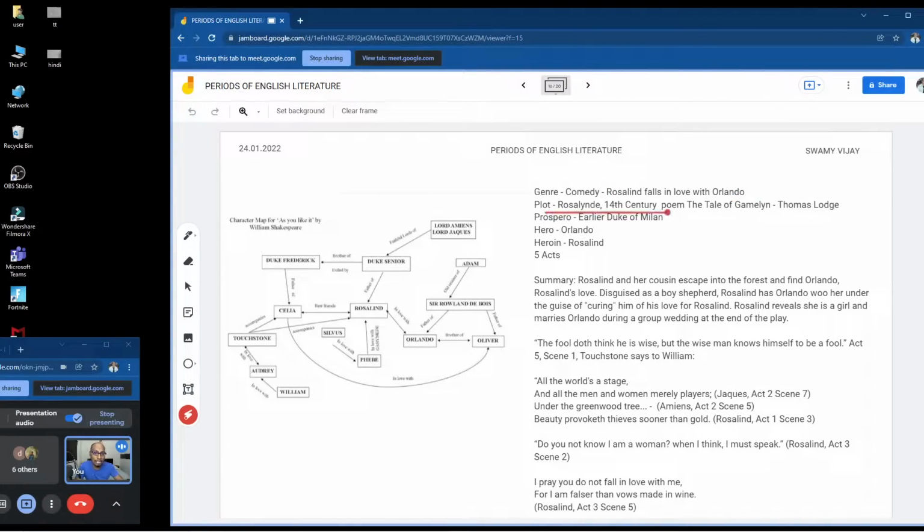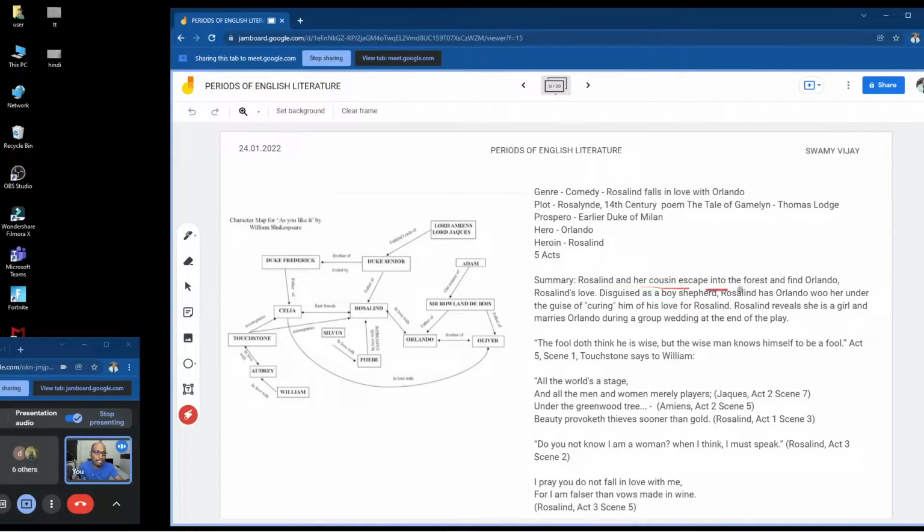So what was the inspiration for Shakespeare? The plot is Rosalynde, a 14th century poem, The Tale of Gamelyn, written by Thomas Lodge. So Shakespeare took inspiration from the plot of Rosalynde and wrote the play As You Like It. The central character is of course Rosalind. The hero is Orlando and the heroine is Rosalind. It is also a five-act play. So it is a summary.